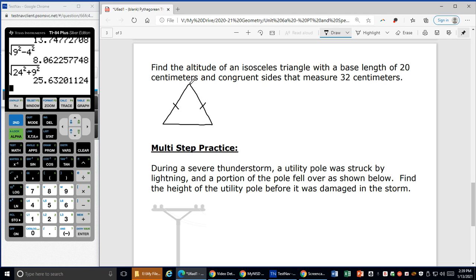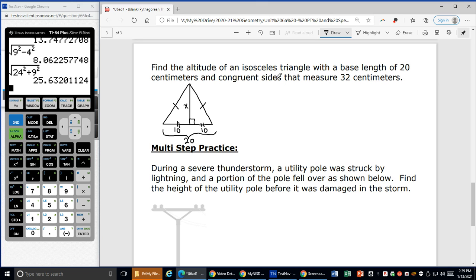I'm trying to find the altitude, so I'm going to draw that in. And if it's an altitude, that means it hits the opposite side at a 90-degree angle, and that is x, and I know these two pieces will be exactly the same. Okay? It says it has a base length of 20 centimeters. The base is the side that's not the two congruent sides, right? So this one is going to be 20, which I know means each side here is going to be 10, so that all the way across is 20.